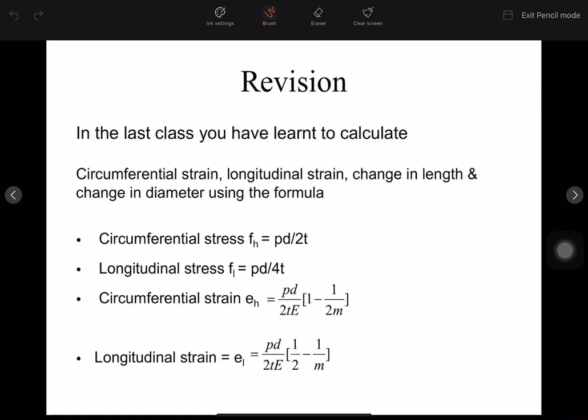In the last class, we learnt how to calculate circumferential strain, longitudinal strain, change in length and change in diameter. That is nothing but the change in dimensions of the cylinder using various formulae. We solved some numericals based on types of stresses and types of strains.